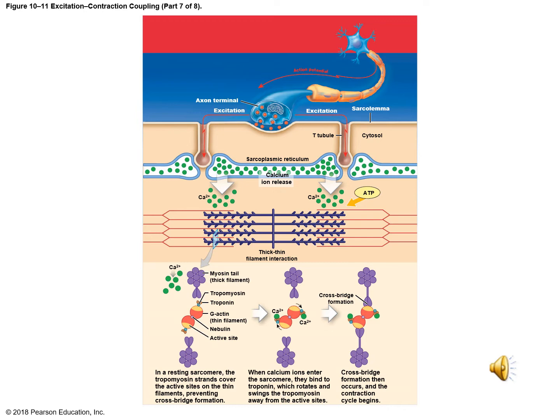Once the calcium is released into the cytosol, then the protein troponin, which likes calcium, sees it and binds with it, and when it binds with the calcium, it causes the troponin to move. When it moves, it also takes with it the tropomyosin that was blocking the active sites of the actin. Once the troponin-tropomyosin complex has moved off the active site of the actin, the myosin can now reach up and grab it and form the cross bridge, and the contraction cycle can begin.